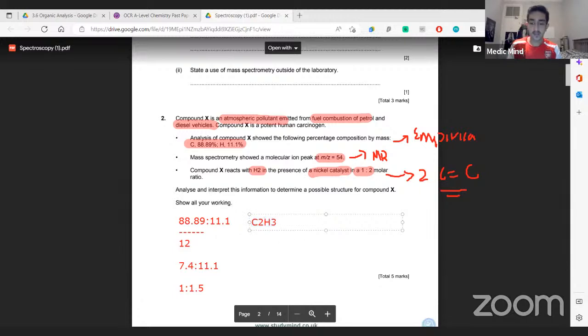The M plus peak tells me it's 54, so the Mr is 54. The molecular mass of this empirical formula is 12 plus 12 plus 3, which is 27. 54 divided by 27 is 2, which means that the structural formula is C4H6. Kind of makes sense.